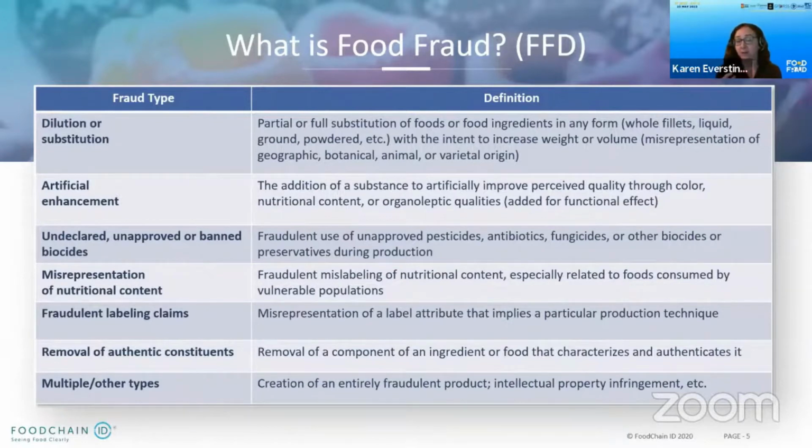I will mention, though, fraudulent labeling claims is also very specific in that it is related to production techniques. You could argue that all food fraud is essentially fraudulent labeling in some aspect, but we use that term to really capture those instances where there's a production technique that has been misrepresented. So something like organic, kosher, halal, those types of things.